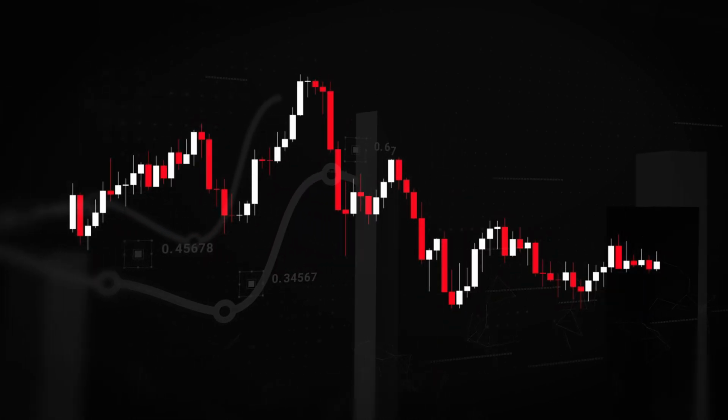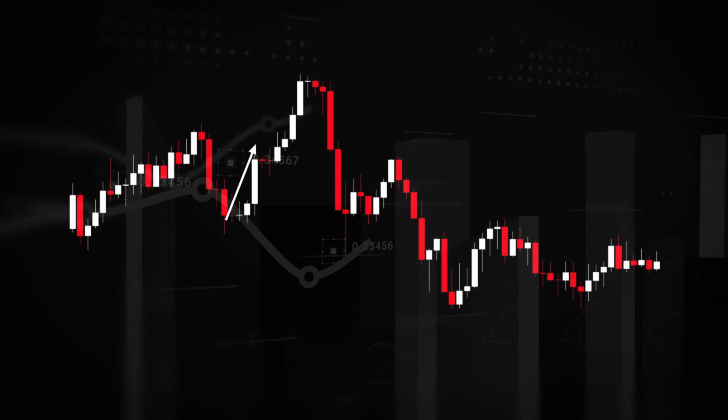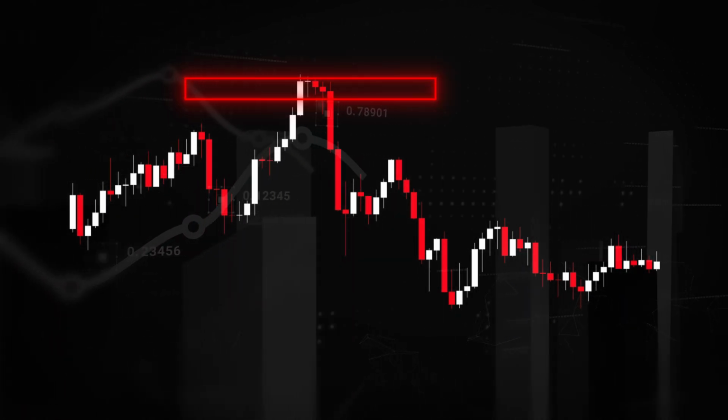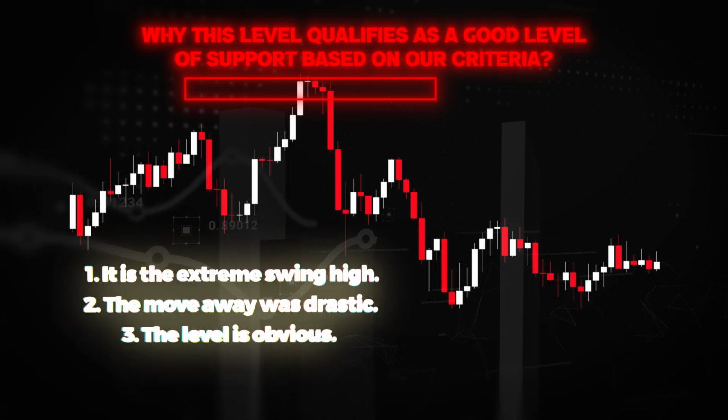Let's do this again on another pair. Here's the euro to dollar. Starting from the top, we notice this level here where the price came up, hit, and reversed from, so we draw it in. What criteria does this level satisfy?